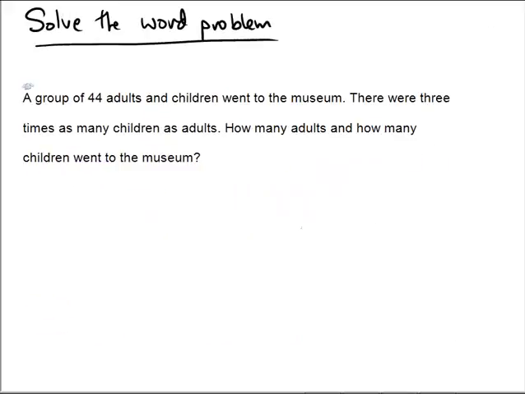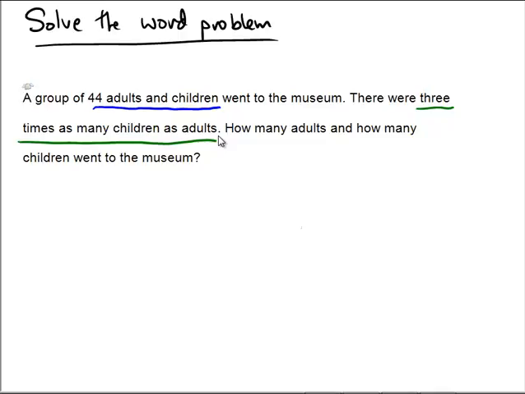Problems in algebra, the application problems, the word problems. Here we have a group of 44 adults and children that go to a museum. Then we're told that there are 3 times as many children as adults, and it asks how many adults and how many children went to the museum. Okay, 3 times as many children as adults.